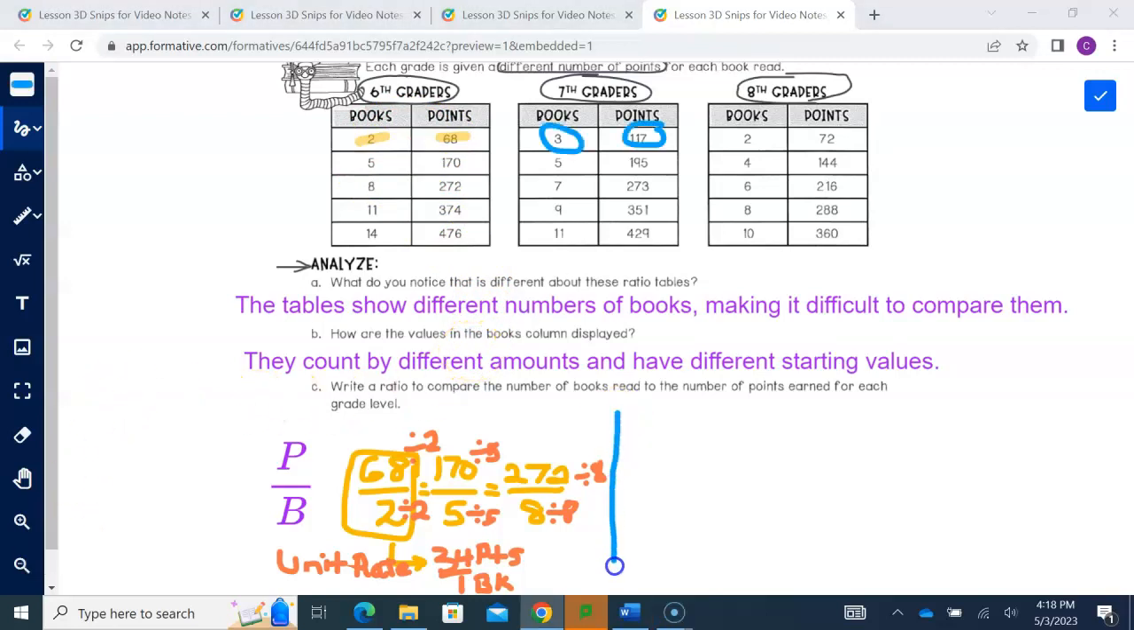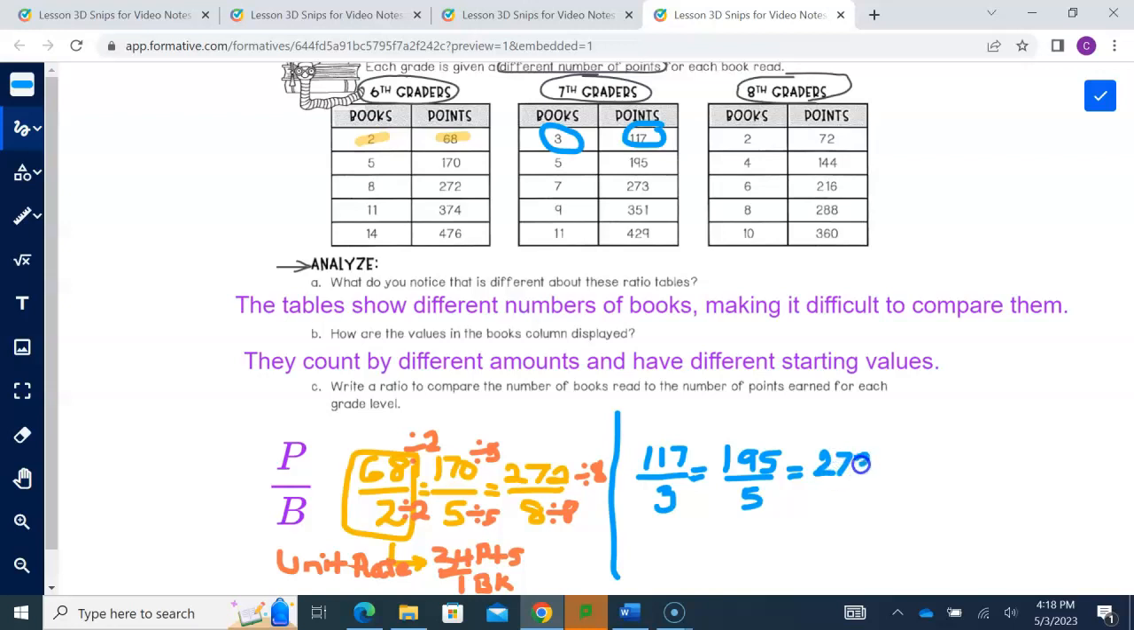So now I'm going to go on to the 7th grade. The 7th grade says 117 to 3. So again, points are on top, books are on the bottom, because I want to find the unit rate. I want to know how many points the 7th graders got every time they read 1 book. 117 to 3. Well, that's equivalent to 195 to 5. It's an equal ratio table because they told us that they got a set amount of points for each book. So now they're generating their data.